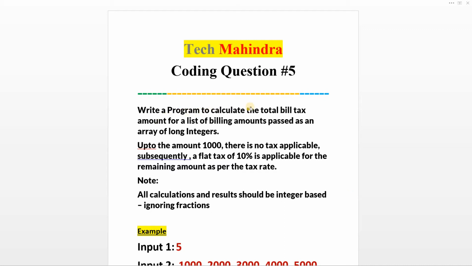Write a program to calculate the total bill tax amount for a list of billing amounts given as an array of long integers. Up to the amount 1000, there is no tax applicable. Subsequently, a flat tax of 10% is applicable for the remaining amount as per the tax rate. Note that all the calculations and results should be integer based, ignoring the fractions.